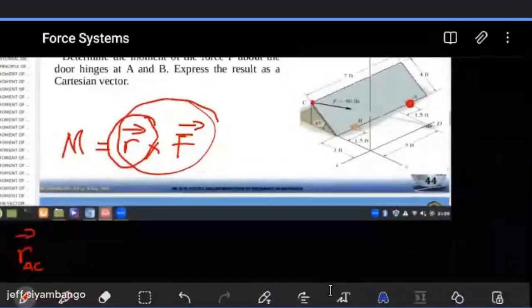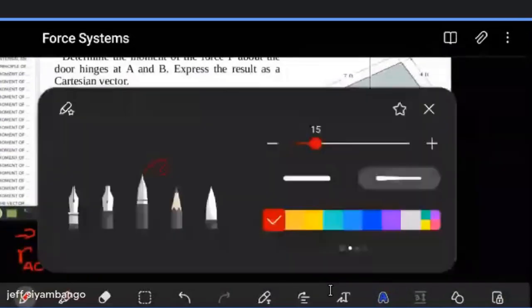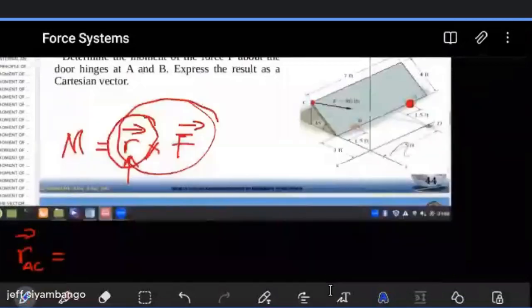That's the one I'm going to use in my cross product here. So to get this, I have to start from A. How do I reach point C? So to reach point C from A, how do I move?